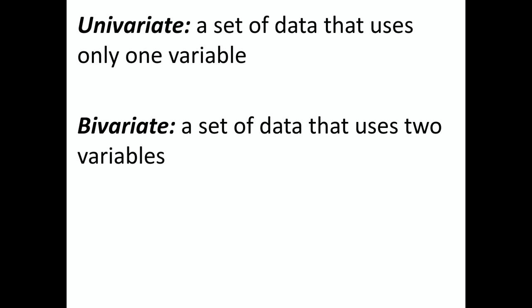Bivariate, think bicycle, right? Two wheels, a set of data that uses two variables. So if we looked at people's hair color and their height, then that's two variables. So we're looking at two things about our sample set.